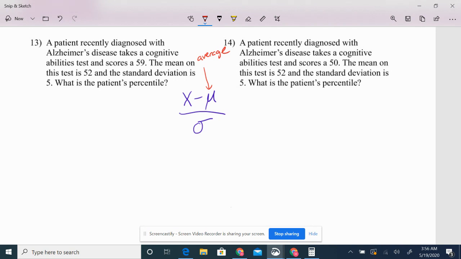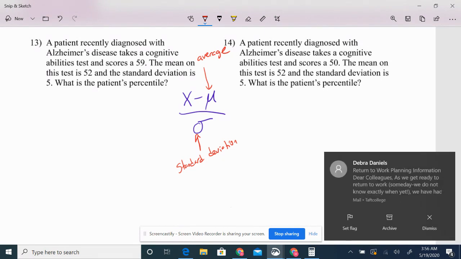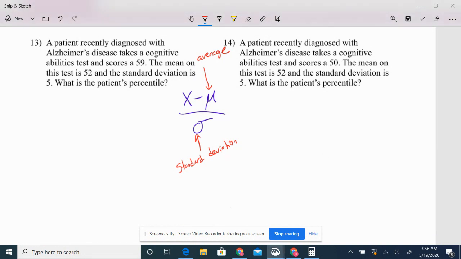But the top of my fraction, x minus mu, or x minus average, is just for me to know the difference from my average. My bottom, I just call it right now, is sigma. That's a Greek letter, sigma. And that is going to stand for standard deviation. That's going to give me my Z-score. We talked about yesterday how to find out the Z-score and how to use the Z-score. So let's take a look.